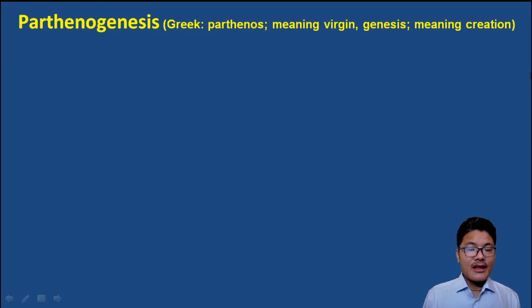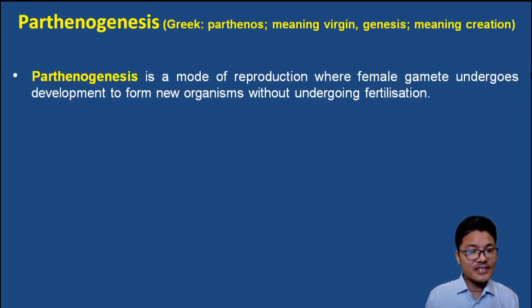Now, what is parthenogenesis? This is another important point that we have to study. Partheno here refers to virgin, which indirectly means there is no meeting of male and female gametes. Genesis refers to creation or production. Parthenogenesis is another mode of reproduction in which there is no fertilization, and new organisms develop from female gametes.